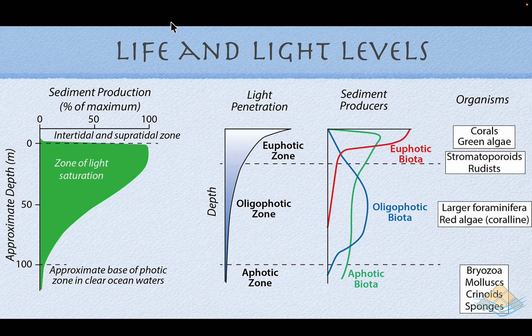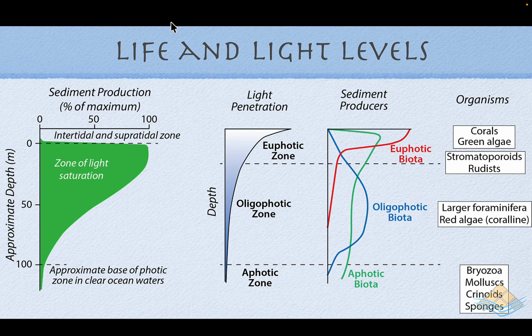If we look at the amount of sediment that's being produced by the euphotic biota, it's maximum in the upper 5 to 10 meters of the marine water column, shown by that red curve. Then we have the oligophotic biota, shown by the blue line, where the amount of sediment being produced maximizes out within that twilight zone. Below that, we have the aphotic biota, which live to greater depths, like the bryozoans, the mollusks, the crinoids, and the sponges.